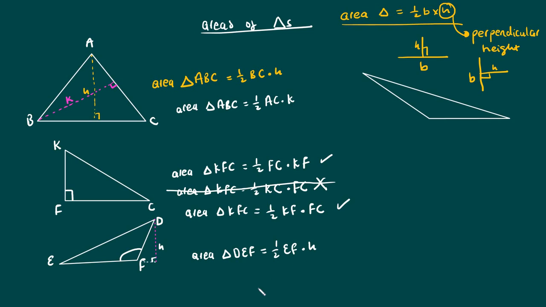So we have an external height, but your base remains as EF. Your base is EF. It's not E until here. This is not the base here, right? Don't call it the base. The base is E to F because the triangle is DEF. Okay? I hope that is clear.